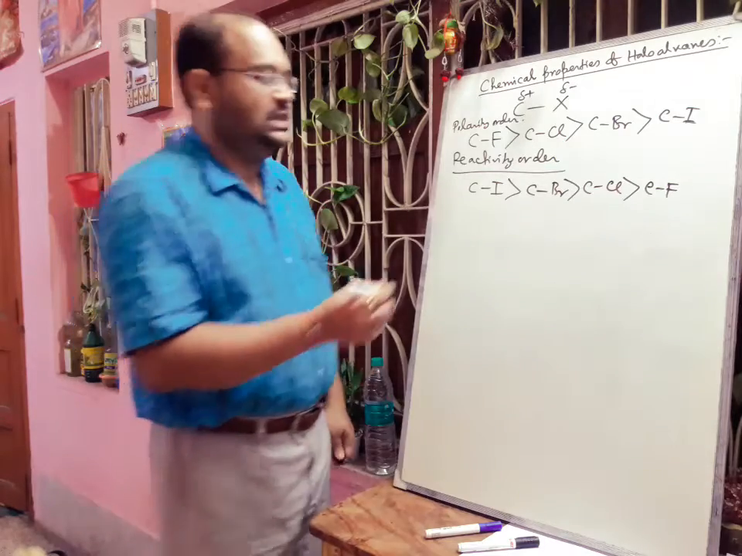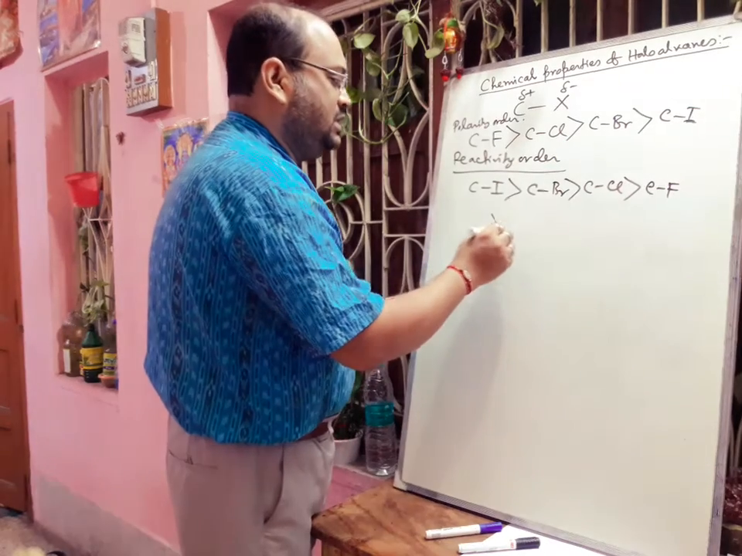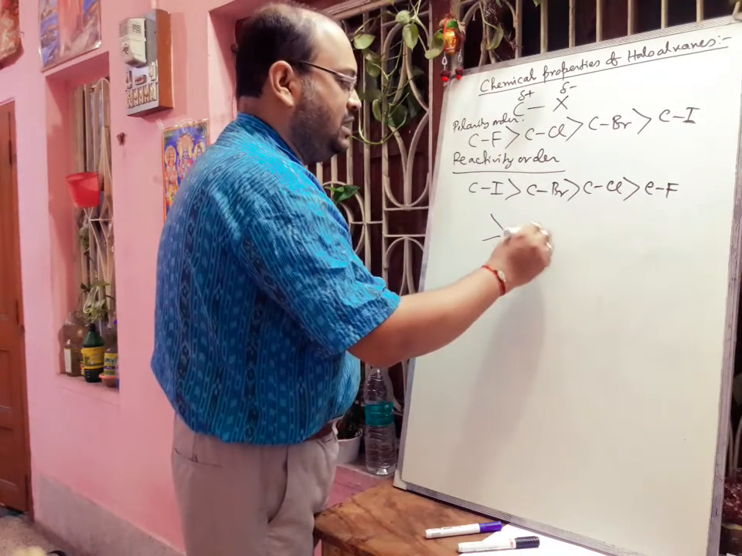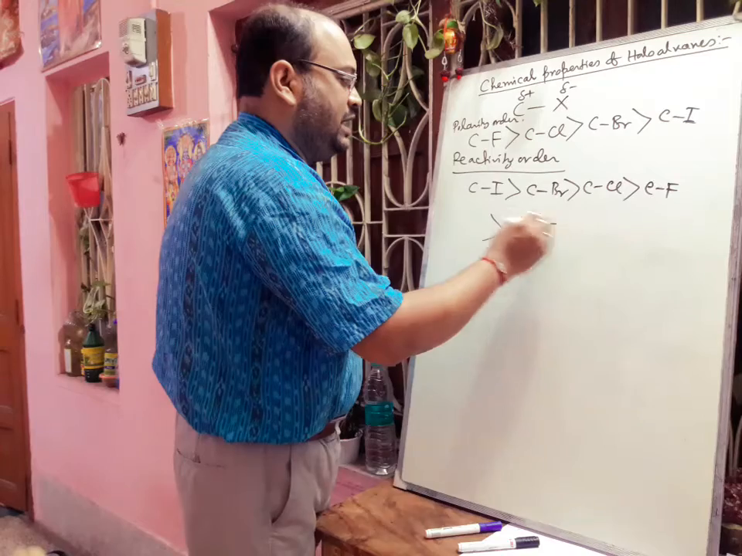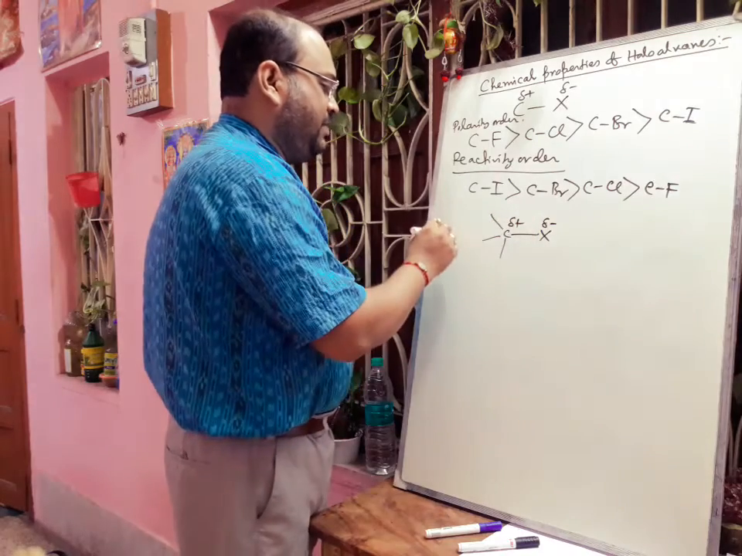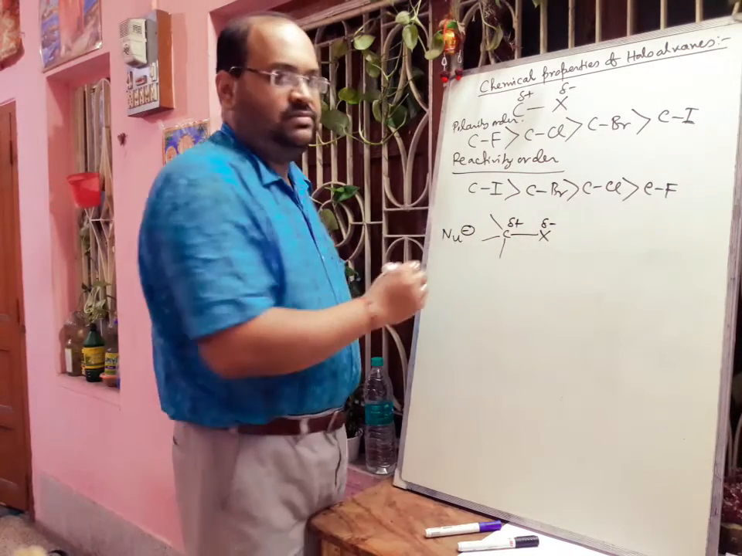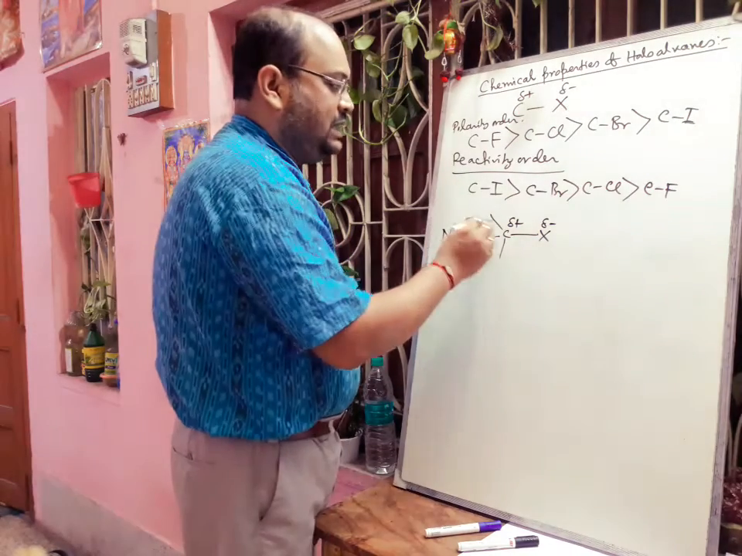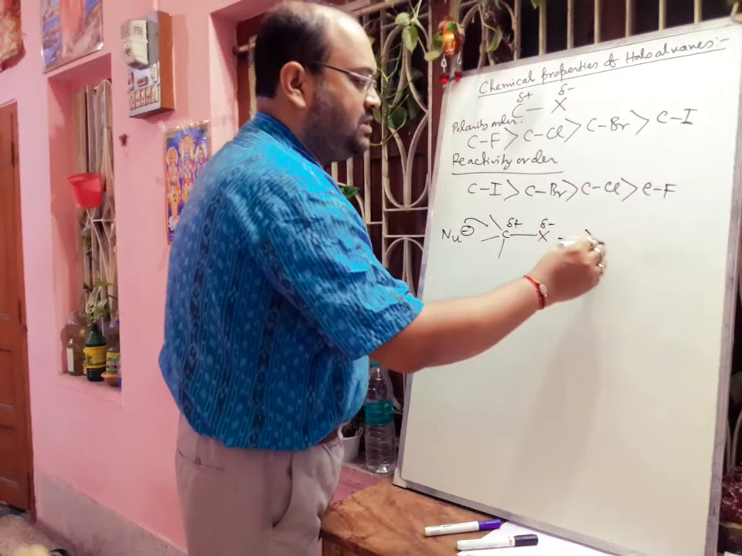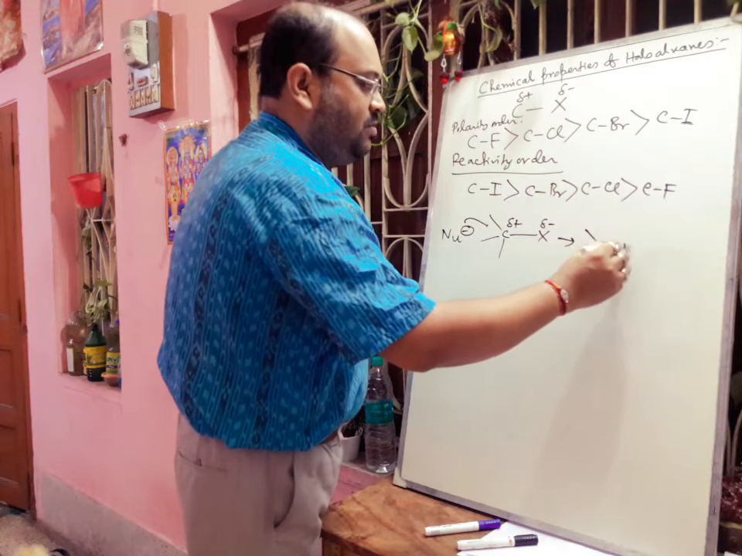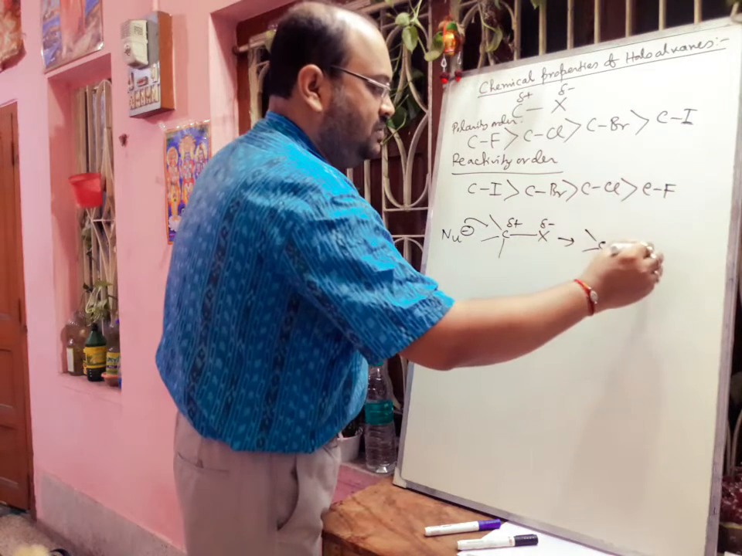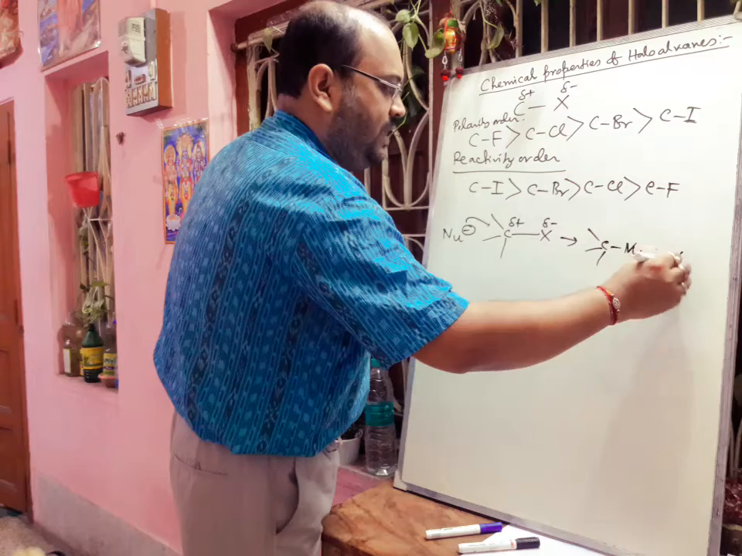If we draw the structure, then you can understand. Suppose this one is a haloalkane and this is delta negative and delta positive. From the back side one nucleophile will come and attack here, and finally there will be formation of a carbon-nucleophile bond, and this X will be the leaving group and that will form X minus.